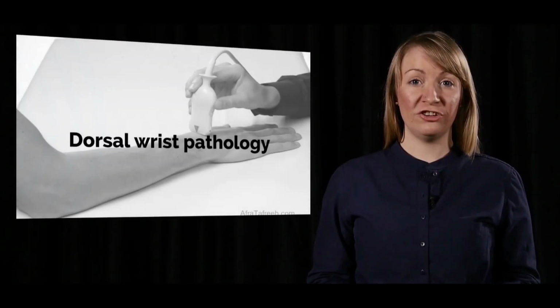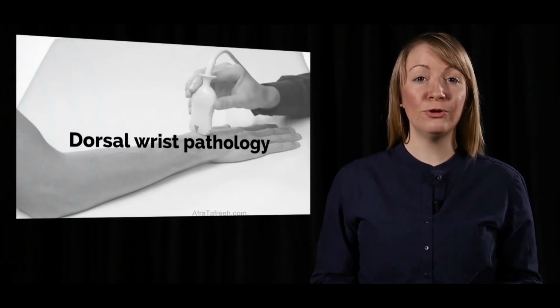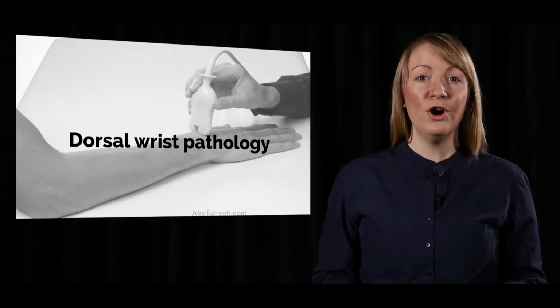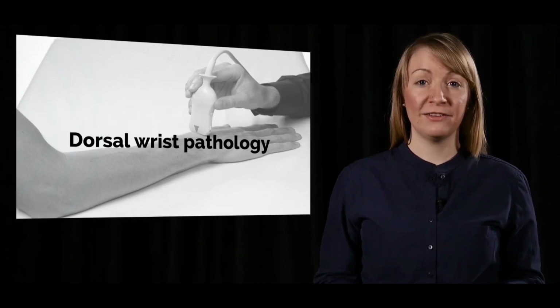The goal of this presentation is to show you some clinical examples of several pathologies of the dorsal wrist in musculoskeletal ultrasound. All pathologies presented are exemplary and serve as practice for the pathology checklist.